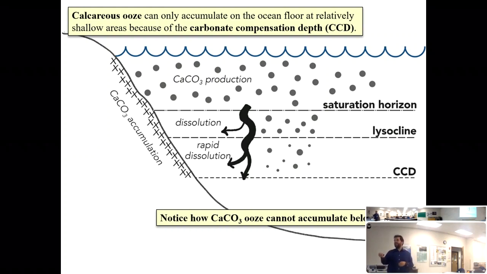Yeah, they go down and they hit the CCD and then they start to dissolve. And it's not like they hit the CCD and they just disappear. They just start to dissolve and then eventually they will dissolve. And that's why there's no buildup. So you see where the calcium carbonate is building up? It's the sediment, the biogenous sediment, building up in a relatively shallow area.